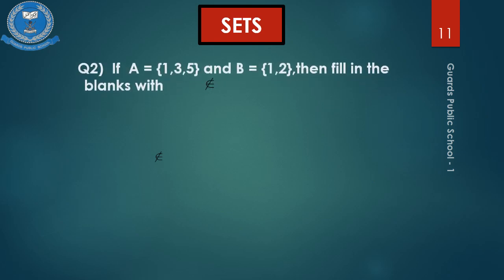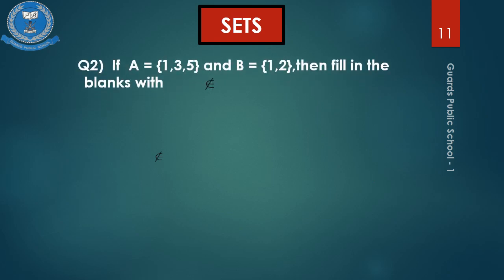Now look at question number 2. If set A has 3 elements 1, 3 and 5 and set B has 2 elements 1 and 2, then fill in the blanks with the symbol belongs to or does not belong to. Now it is clear that set A has 3 elements 1, 3 and 5 and set B has 2 elements 1 and 2. We just have to fill in the blanks with these symbols.